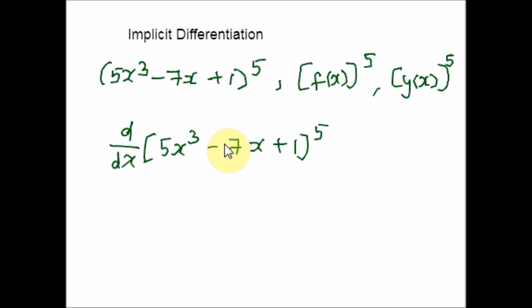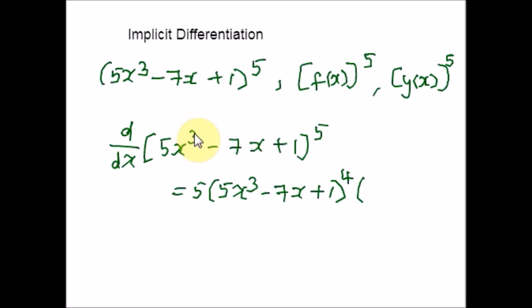Please notice that we have a function within another function. It is an exponent function. Under the parenthesis, we have another function. So this is just the chain rule. So if you apply the power rule, 5 times this function to the power 5 minus 1, and then you have to find the derivative of the inner function. So the derivative of the inner function is 15x squared minus 7, and the third term would turn into 0 because the derivative of a constant is 0.